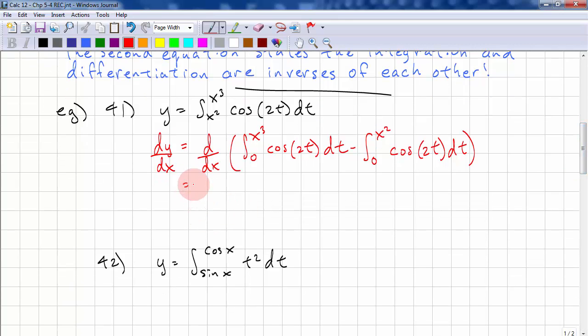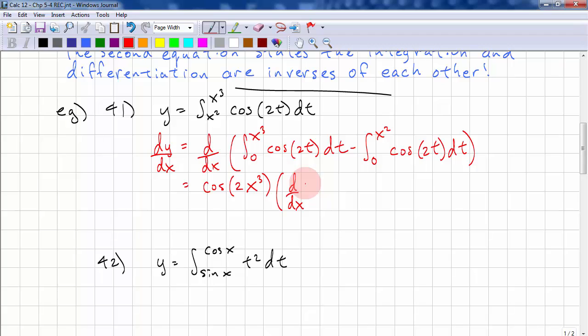Next, we want to use the fundamental theorem of calculus part 1. So we just put in this function, cos 2t, and we do our substitution with the limit of integration. That's x cubed. Now we have a function. x cubed is a function, and it's going inside another function, and that's a composition. And when we do a composition and we're doing the derivative, we need to use the chain rule.